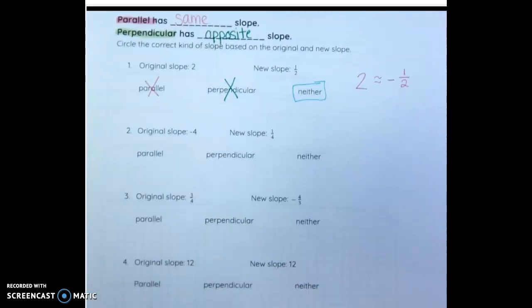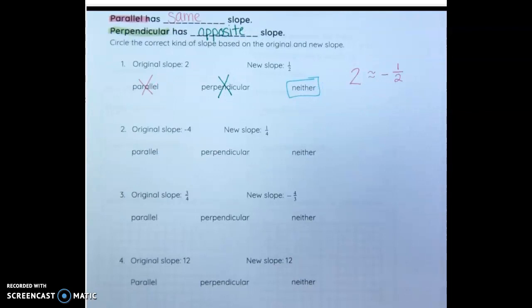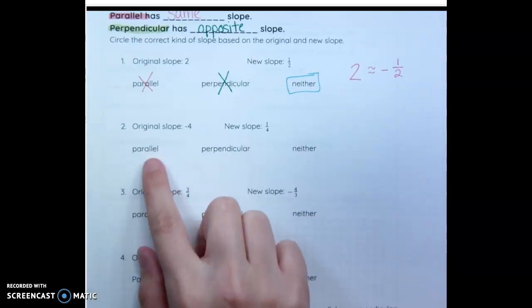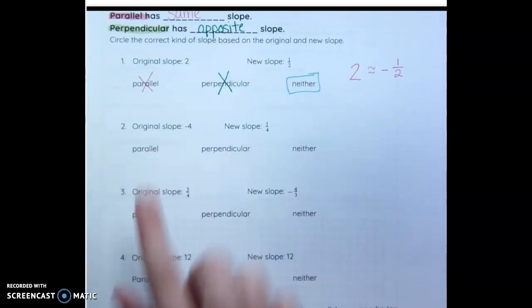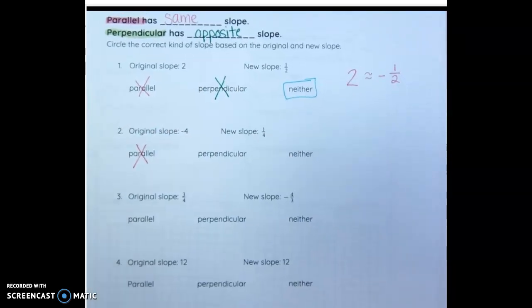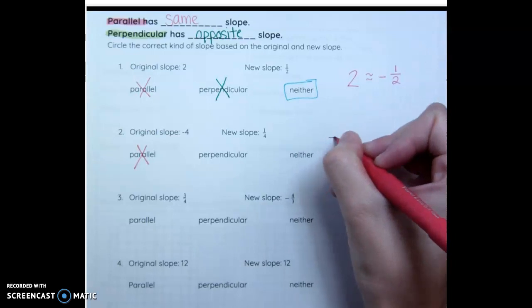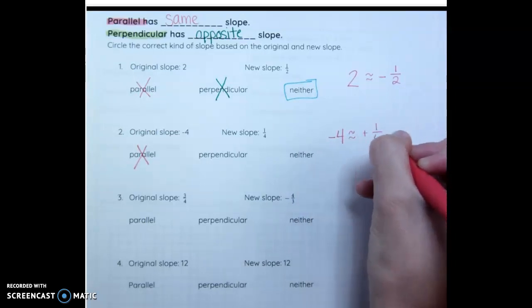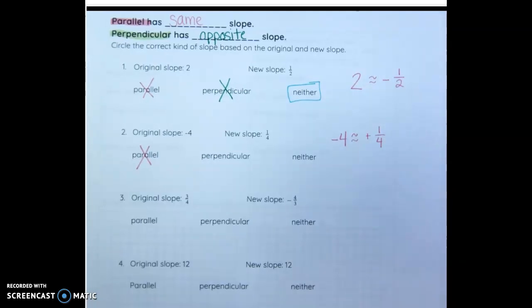Let's look at number 2. The original slope is negative 4. The new slope is positive 1/4. Are these the same? No, they are not parallel. Are these opposite? Yes. The opposite of negative 4 is positive 1/4. So these are perpendicular.